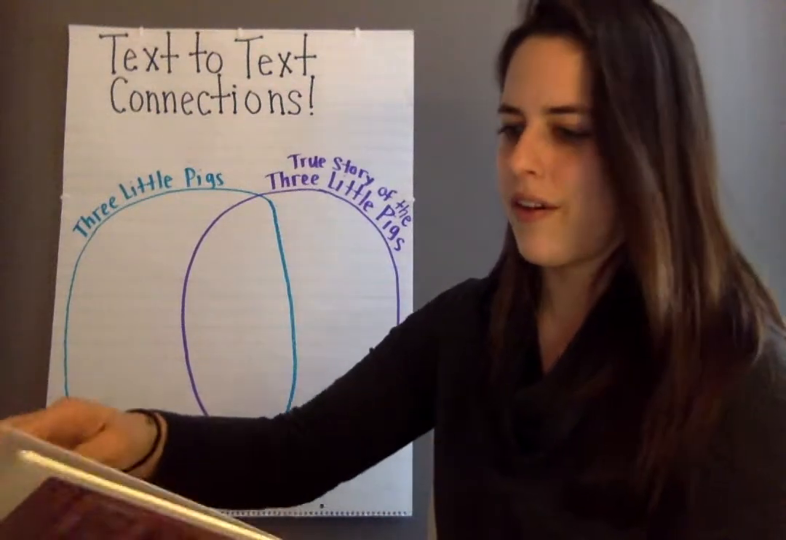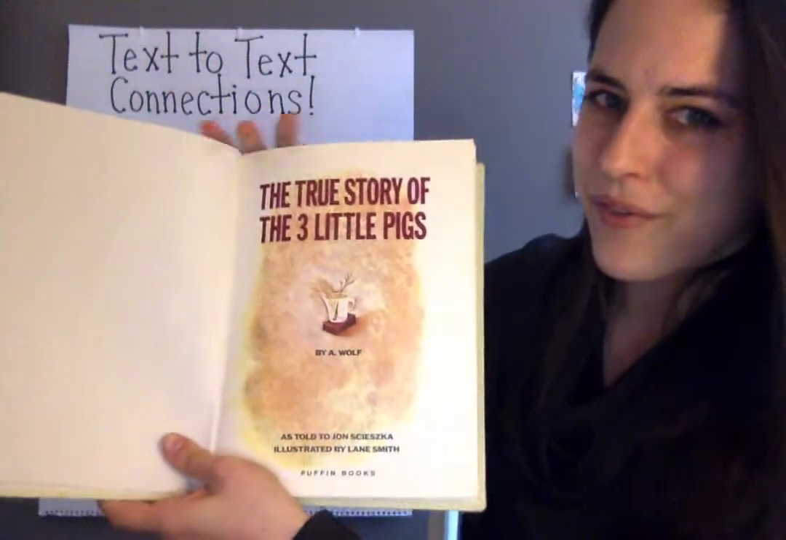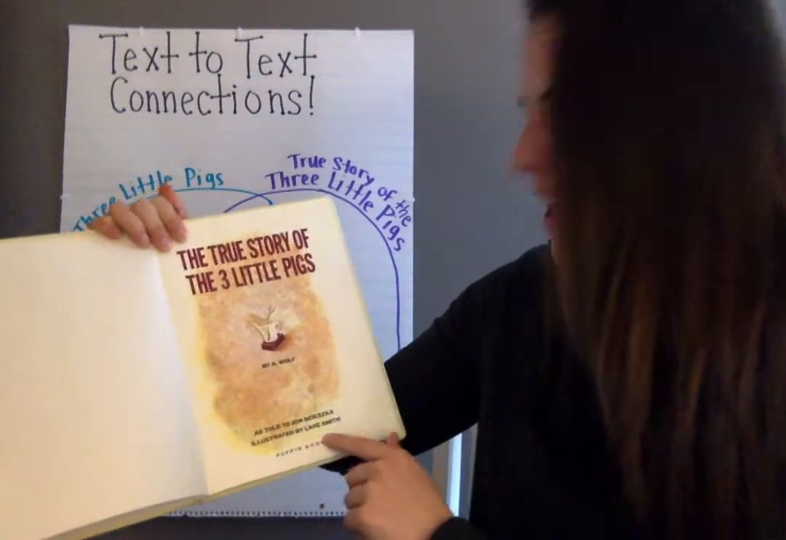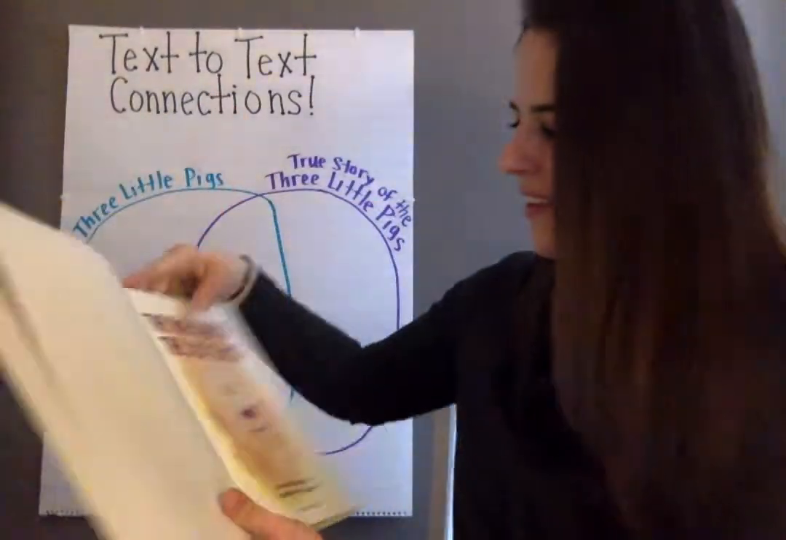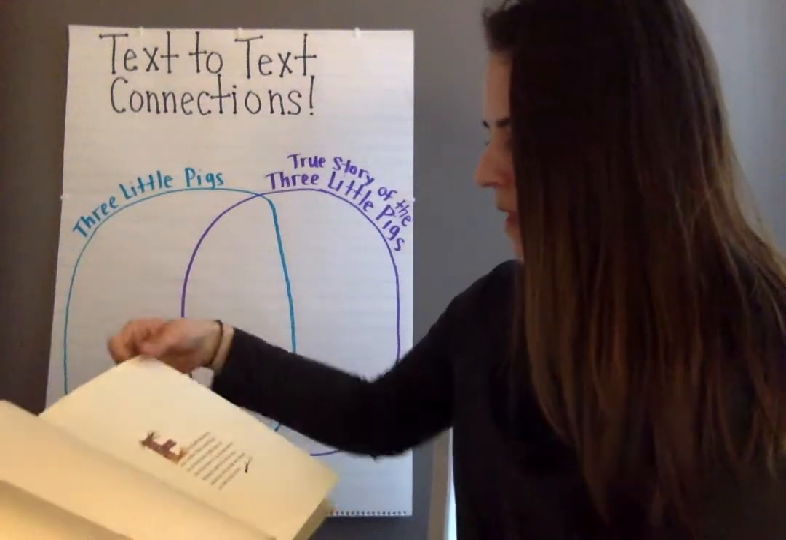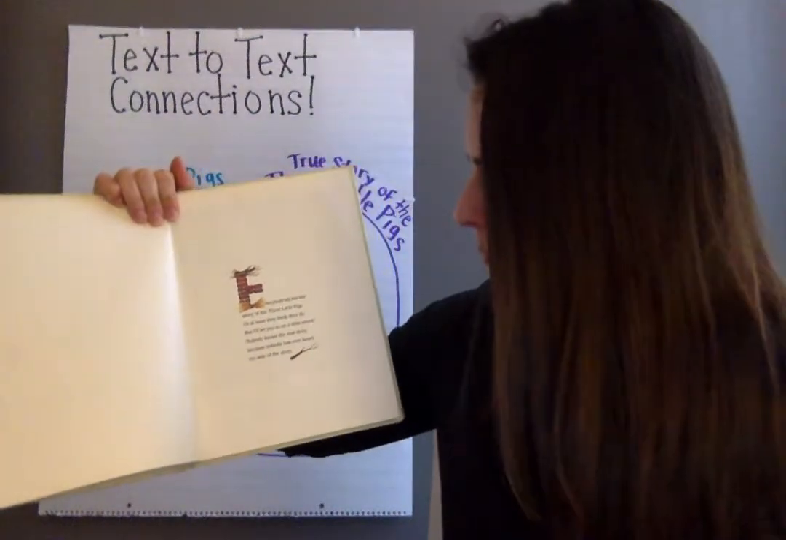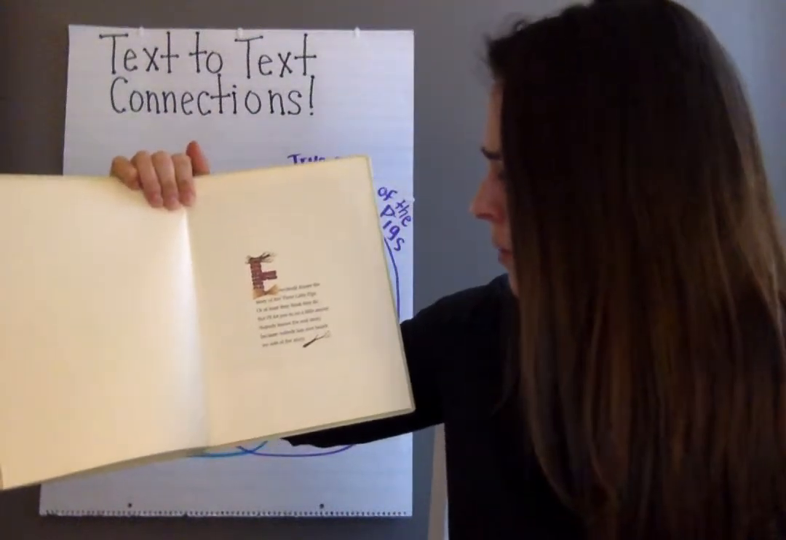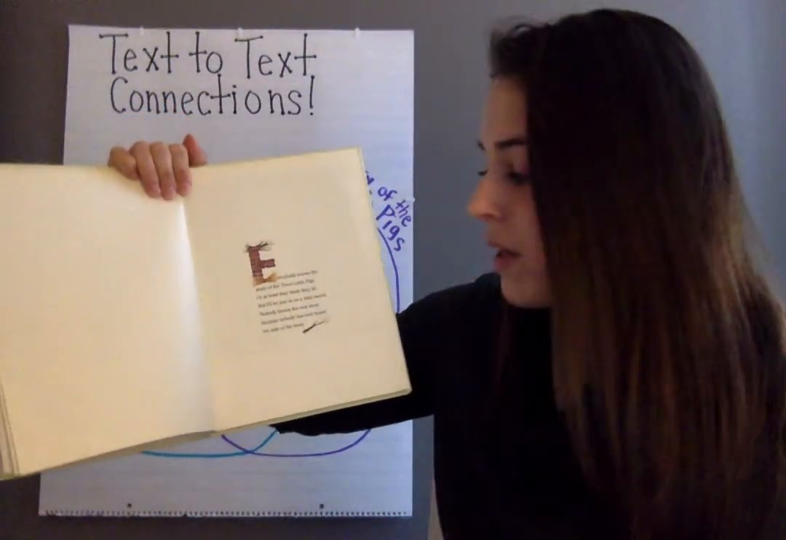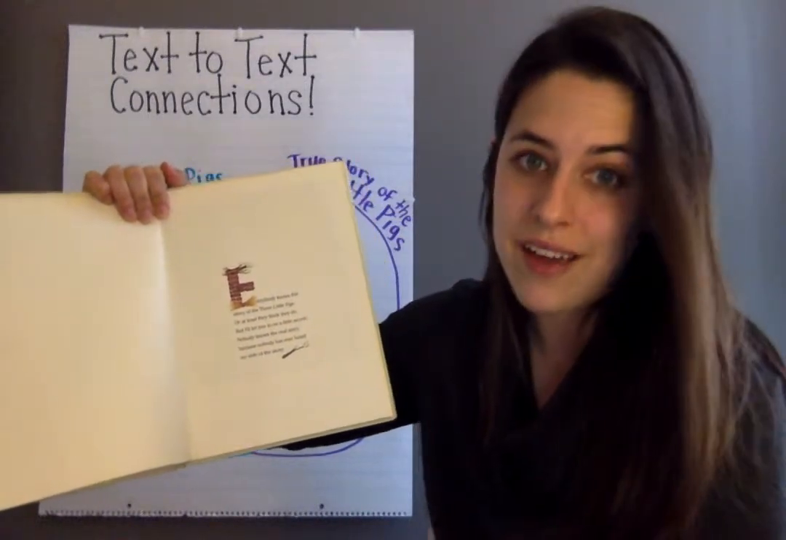And the author says here, by a wolf, as told by John Scieszka and illustrated by Lane Smith. Everybody knows the story of The Three Little Pigs, or at least they think they do. But I'll let you in on a little secret. Nobody knows the real story because nobody has ever heard my side of the story.